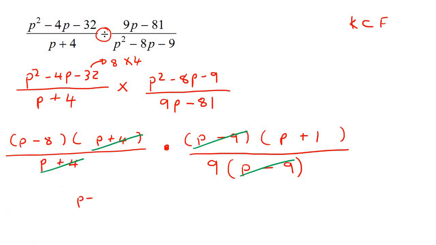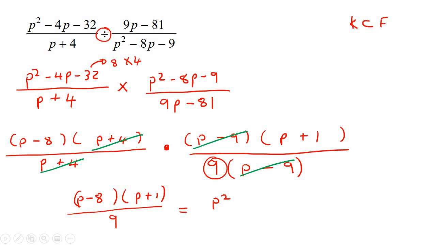So at the top, we're left with p take away 8, and we're also left with a p add 1. At the bottom, we are just left with a 9. Now, depending on how your teacher does this, many teachers do not like you to leave brackets at the top. They don't mind if there's brackets at the bottom, but they want the top to be completely multiplied out. So I'm going to do that because that's what I've seen with most schools and most teachers, okay?